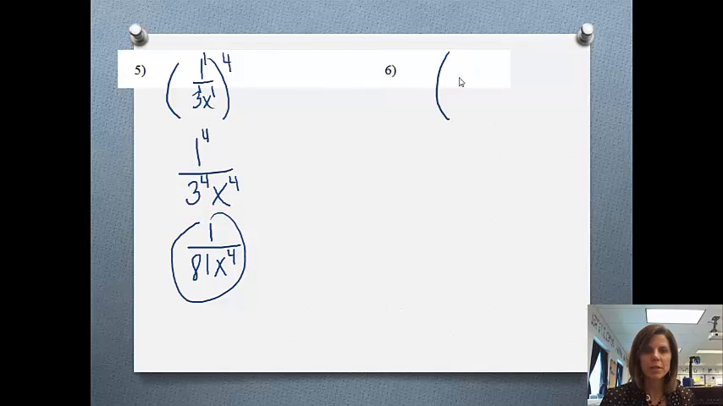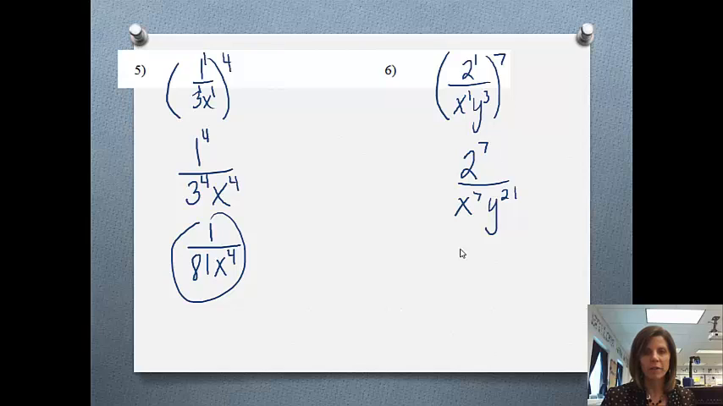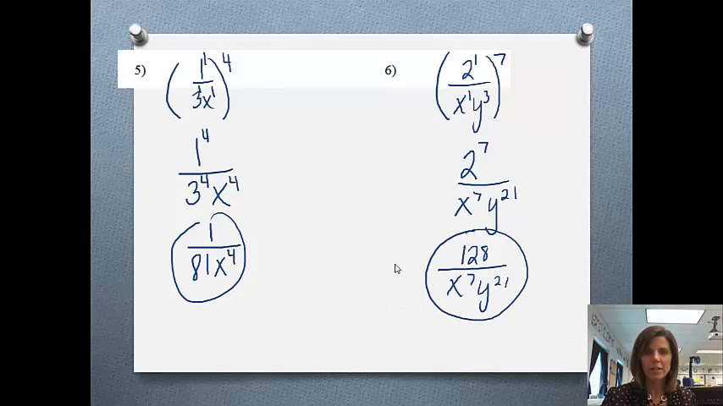Problem 6. Let's say I have 2 over x, y to the third, and this will be raised to the 7th power. Again, I'd like you to pause the video on this one, and then come back when you have your problem done to see how you did. There are 3 terms. There are 2 terms that didn't have a power, so I'll put a 1 on them. All the terms get the 7, so 2 to the 1 times 7 will be 7, x to the 1 times 7 will be 7, and then y to the 3 times 7 will be 21. And then simplifying this, 2 to the 7th power is 128 over x to the 7, y to the 21. And then we got our answer, and hopefully you answered that correctly.